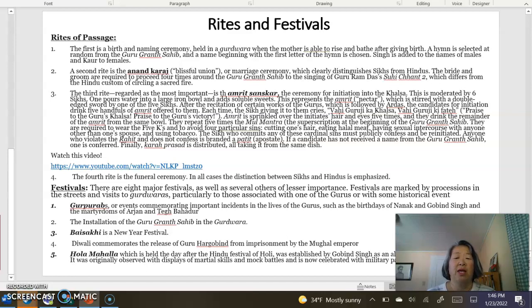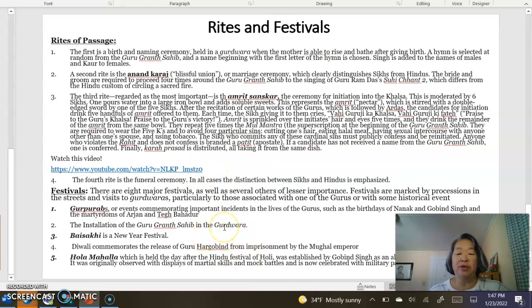And then the third rite, and also the most important, is the Amrit Sanskar, which is the initiation rite into the Khalsa as an active member, as a Sikh. I won't go over the details of it, but please make sure that you read exactly what they do. There's a lot of commitments to rules and regulations that you do as an active member of the Khalsa. And I would watch this video, which describes someone going through the Amrit Sanskar. The fourth rite, of course, is the funeral ceremony. So it's birth, marriage, entrance as an active Sikh, and then your funeral.